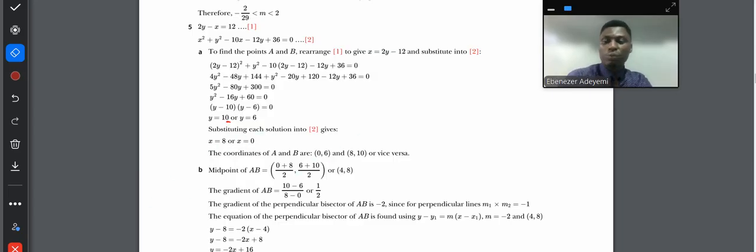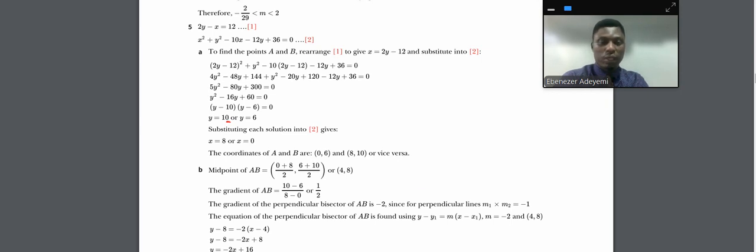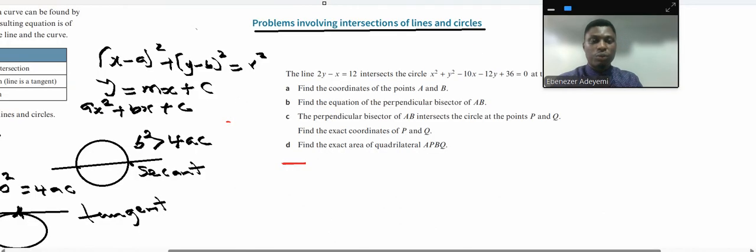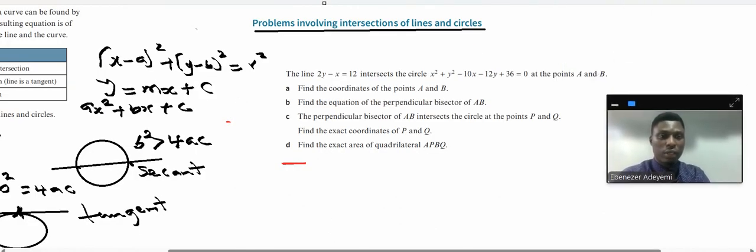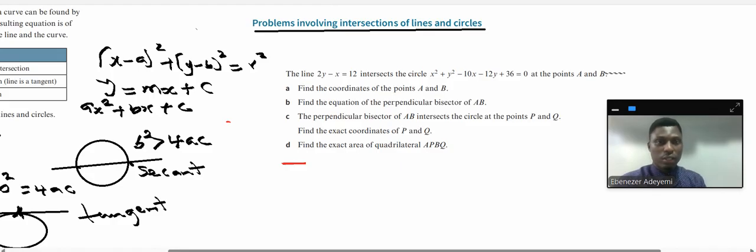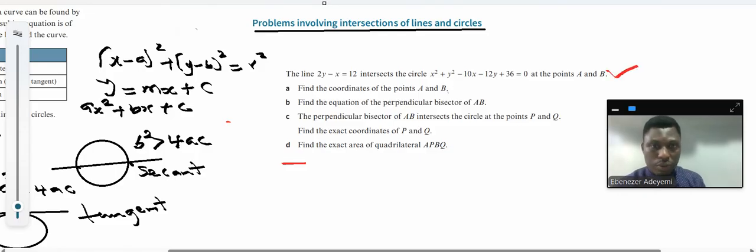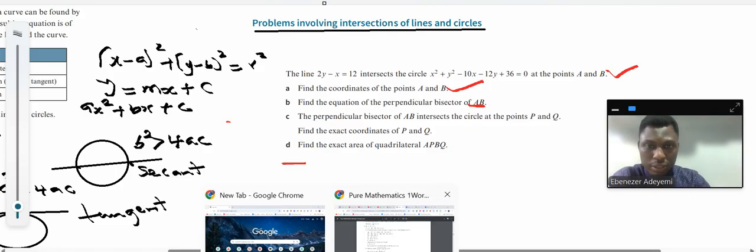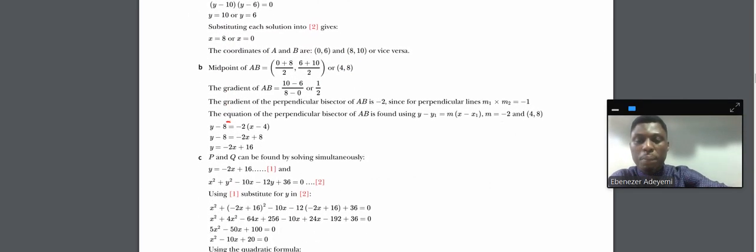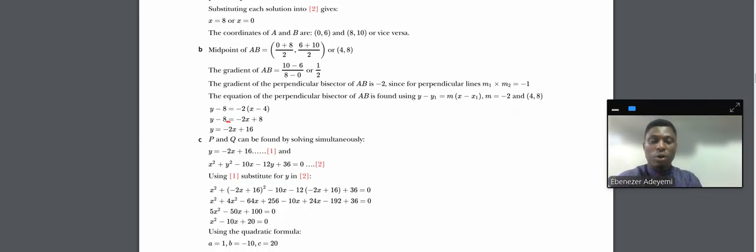Question B asks me to find the perpendicular bisector. We've done question A, so we are coming to question B now. Question B says we should find the equation of the perpendicular bisector of AB. Now, to calculate the perpendicular bisector, we need the midpoint of the coordinates that we've just found.